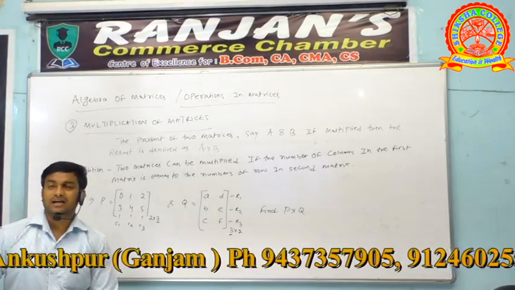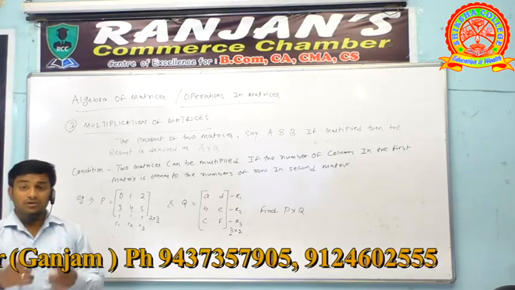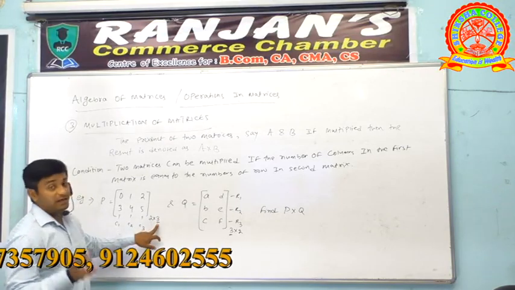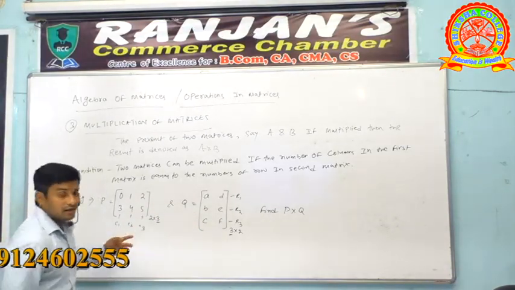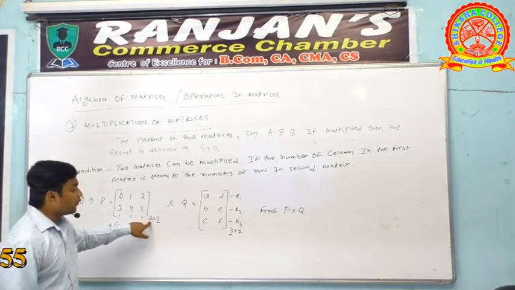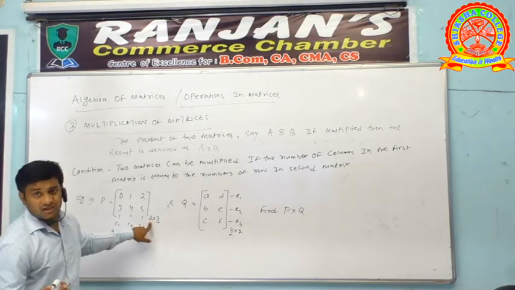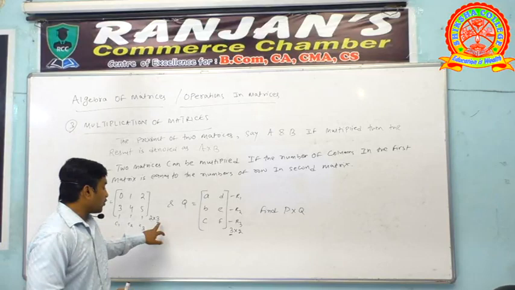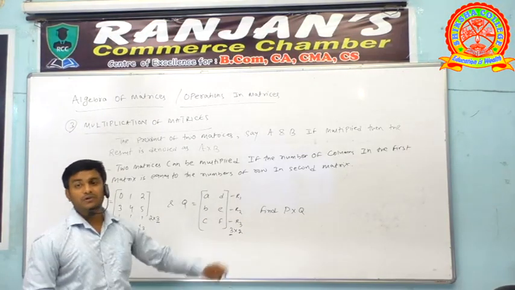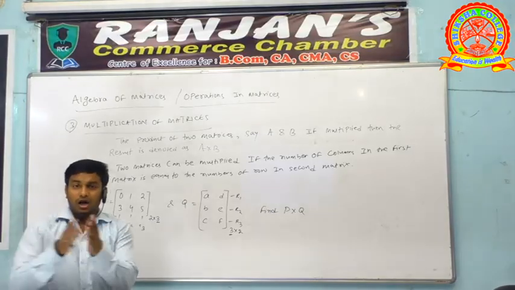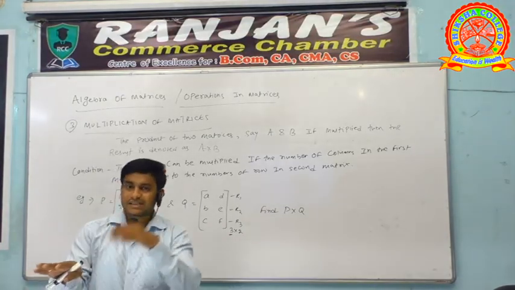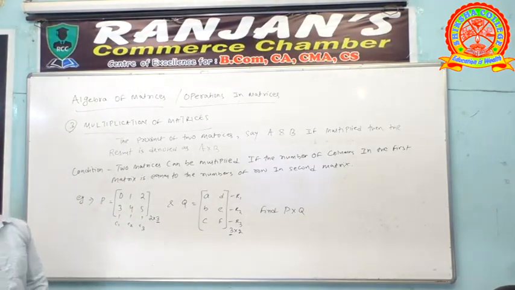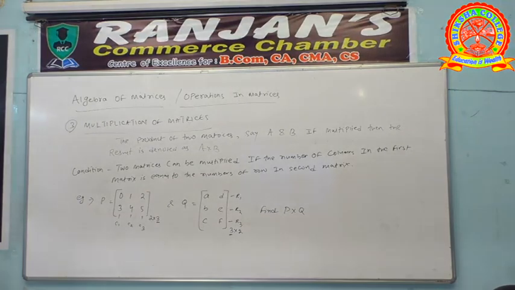Only consider the number of columns in the first and rows in the second. If they are not equal, then we cannot go for multiplication, because there is only one condition: column must be equal to row, first column, second row. If both are equal, then we can go for multiplication. Okay? Clear, students? Note it down, please.